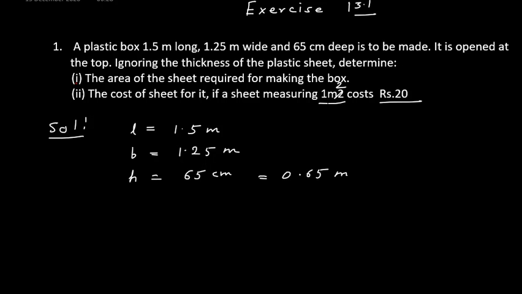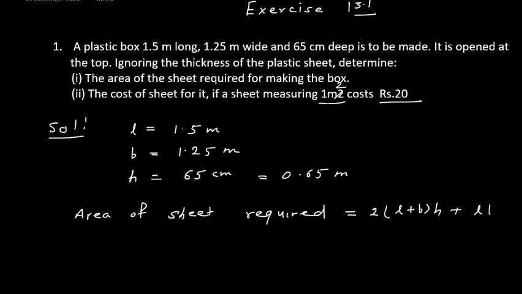Now area of the sheet required. From the given information, top is open. So I will say that area of sheet required is equals to, we have lateral surface area which is 2 times L plus B into H plus area at the base which is L into B. So this is how you can calculate.